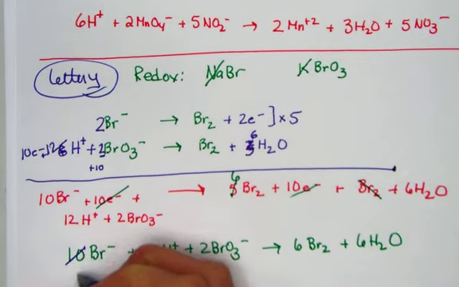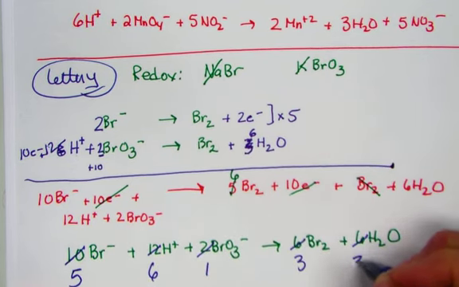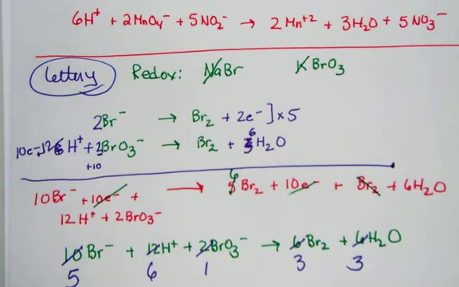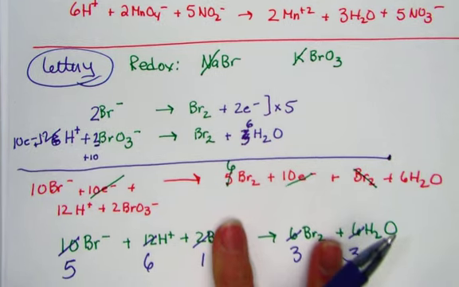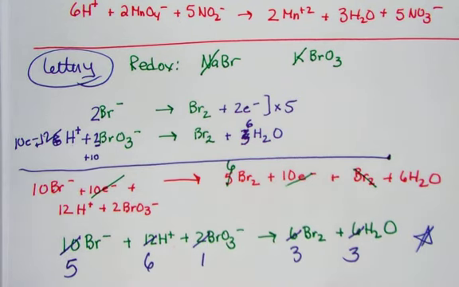Now I'm noticing this can be reduced. Cut that all in half and we get 5 units of Br negative plus 6 units of H positive plus 1 unit of BrO3 negative, yielding 3 bromine molecules and 3 waters, balances our equation.